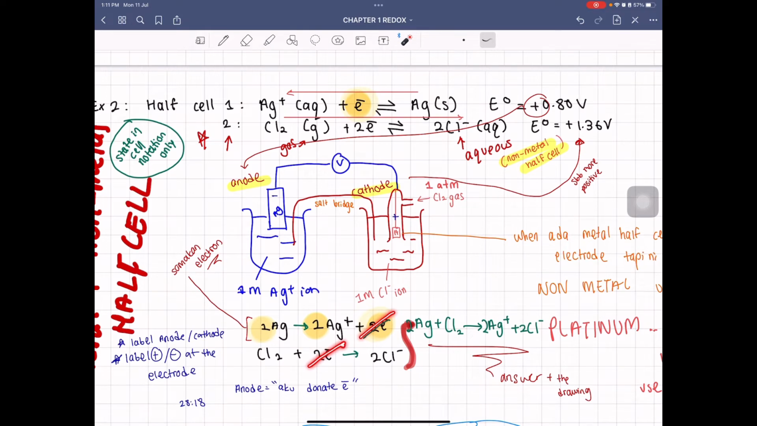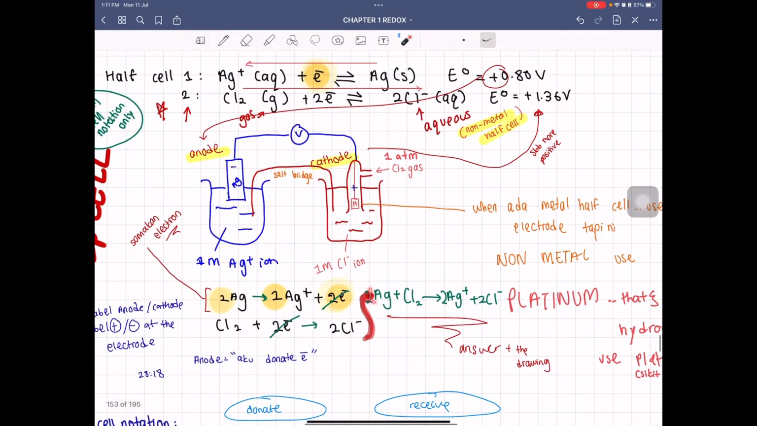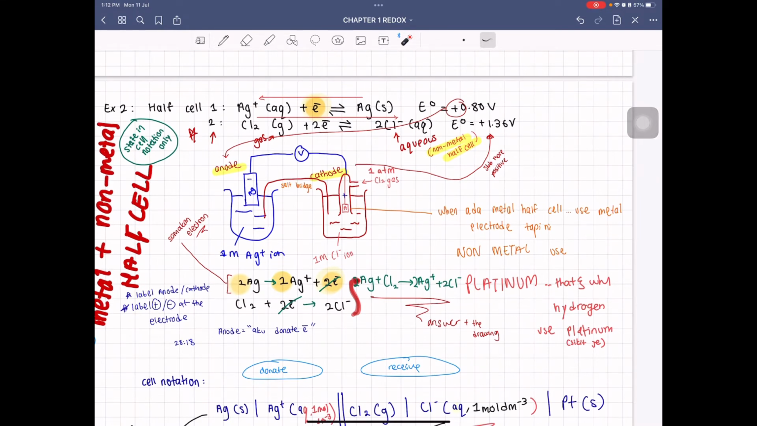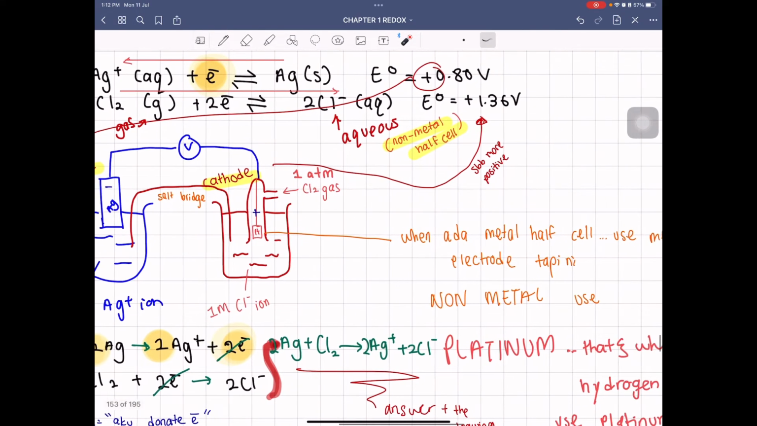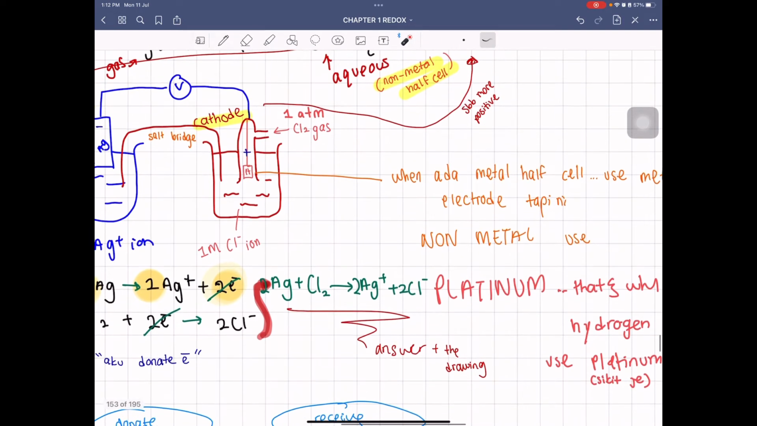Look, before the arrow there are these 2. So you're going to write this 2 inside your ionic equation. Then after the arrow, there is this 2. Write it there as well. So that's your ionic equation. Usually, when you have a metal half cell, you're going to use a metal electrode. But now, we don't have that, chlorine is not a metal, right? So because it's a non-metal, we use a platinum electrode.